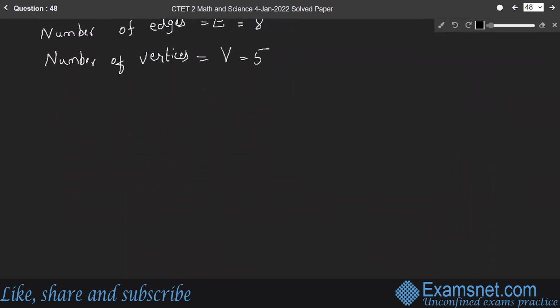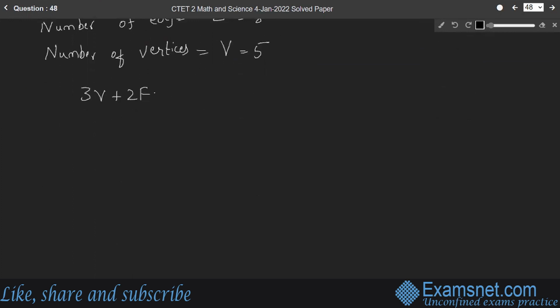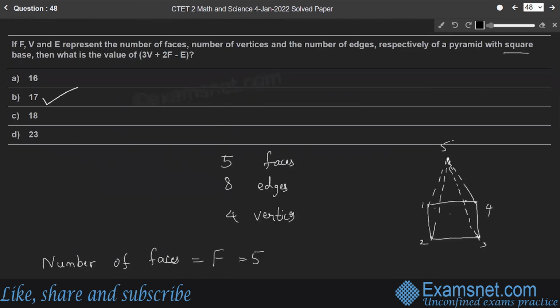Therefore, 3V plus 2F minus E is equal to 3 into V is 5 plus 2 into F is also 5 minus E is 8. Therefore, 15 plus 10 minus 8, which is 17. Therefore, answer is option B.